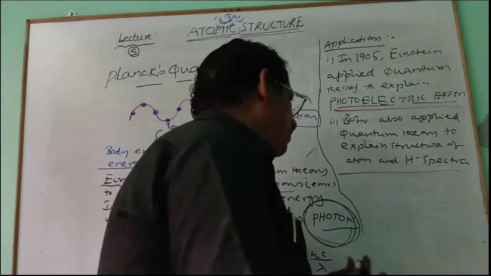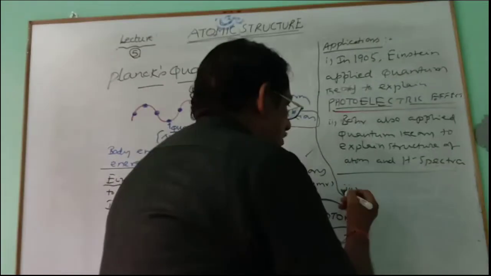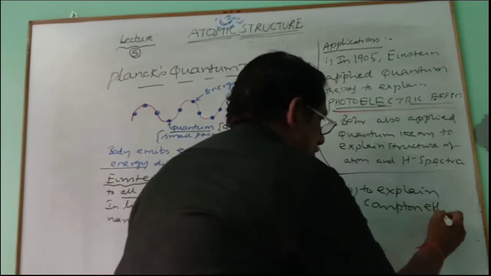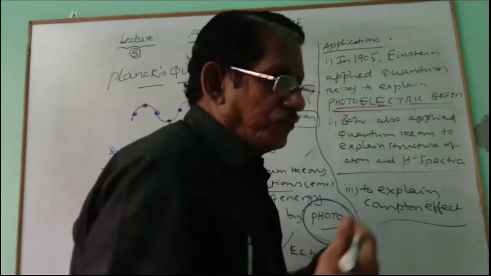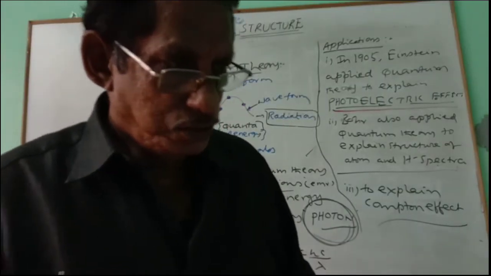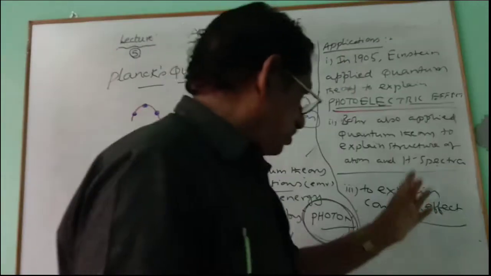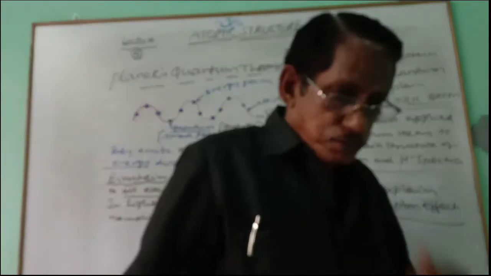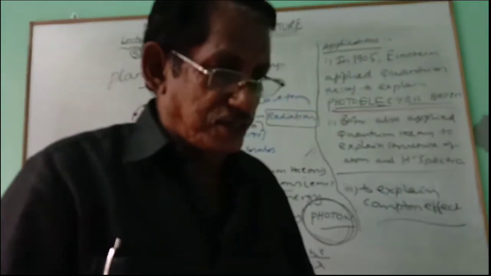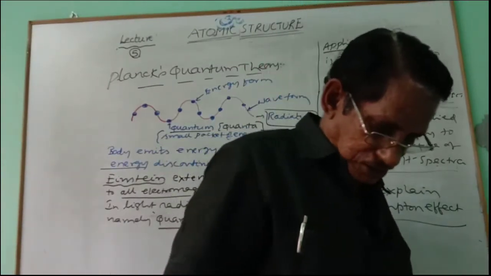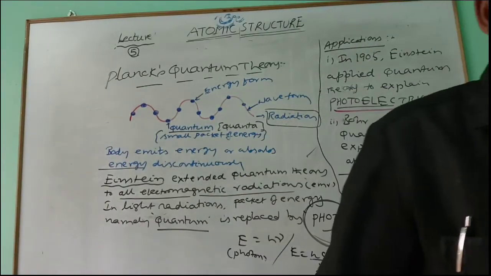And the third one you can take is to explain the Compton effect, which is also proof for the particle nature of radiation. To prove the particle nature of radiation, the Compton effect can be taken as well as the photoelectric effect. And now we have to discuss the photoelectric effect, which brought the Nobel Prize for Einstein. So let us try to explain the photoelectric effect.